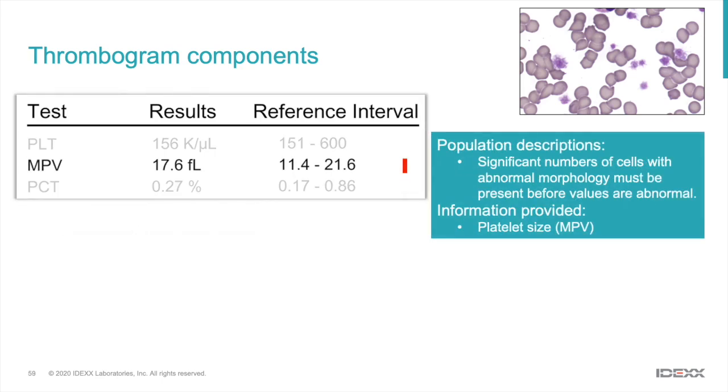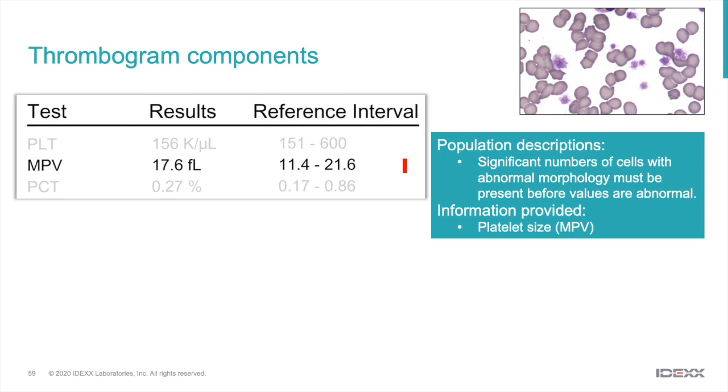Unlike in the erythrogram, there's only one reliable index for the platelets, and that's mean platelet volume. This is a population description, meaning that it's a mean value, and therefore we have to have really significant numbers of abnormal morphology present before we see deviation outside of the reference interval. So it's a pretty insensitive indicator of abnormalities.